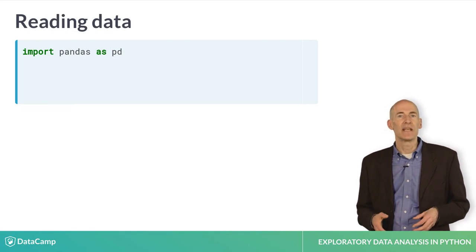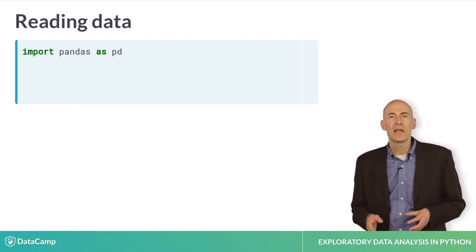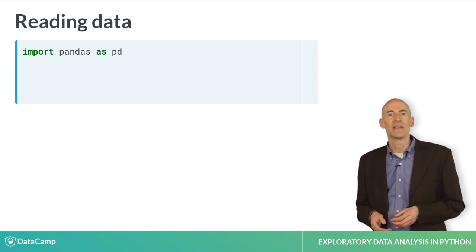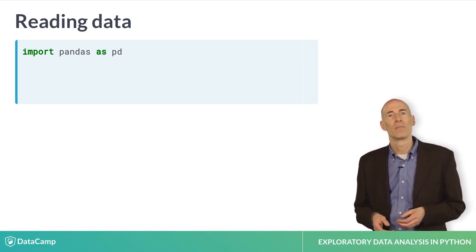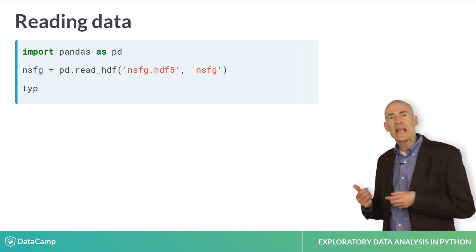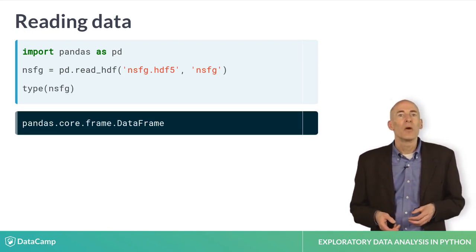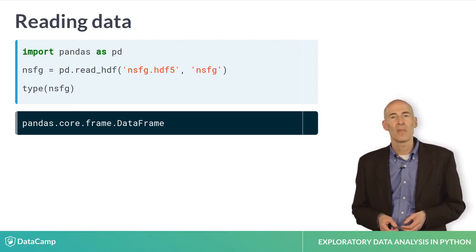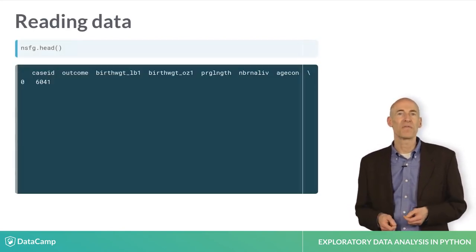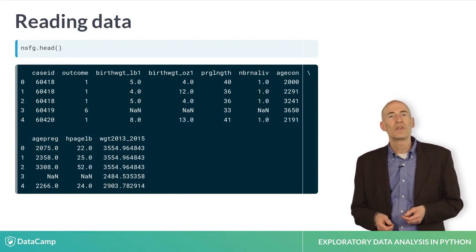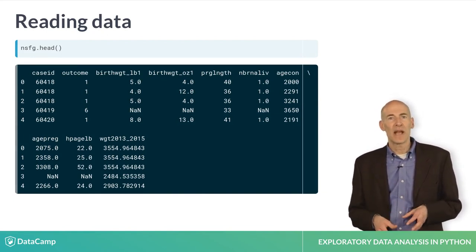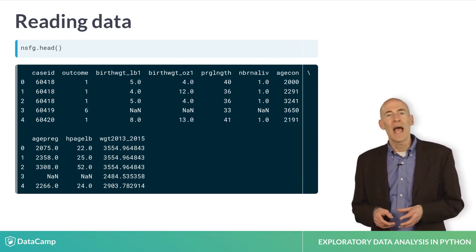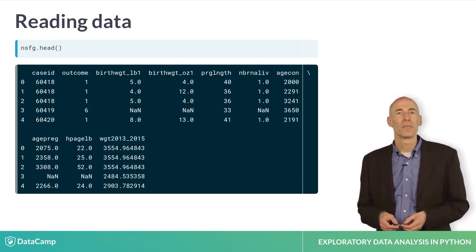Pandas can read data in most common formats, including CSV, Excel, and the format the NSFG data is in, HDF5. The result from read_hdf is a data frame, which is the primary data structure pandas uses to store data. Head shows the first 5 rows of the data frame, which contains 1 row for each pregnancy for each of the women who participated in the survey, and 1 column for each variable.